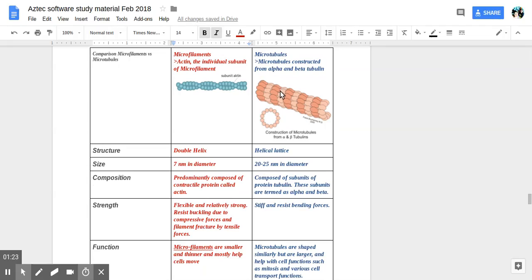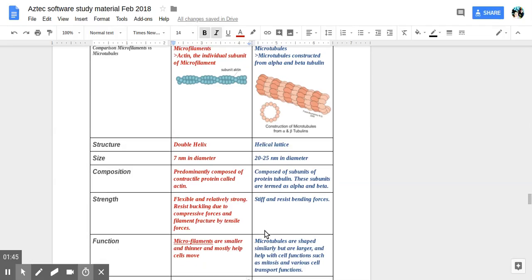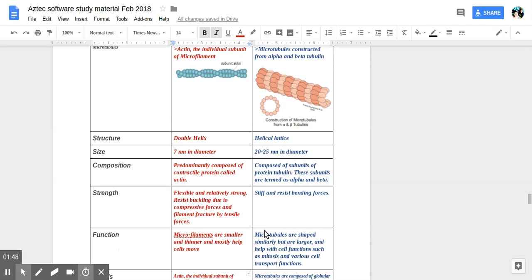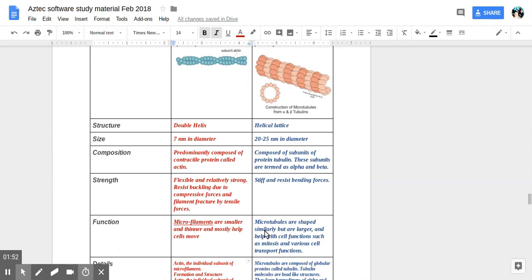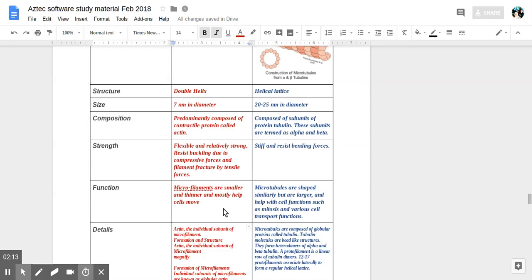Microtubules are constructed from alpha and beta tubulin. The structure is a helical lattice. Size is 20 to 25 nanometers in diameter. Composition: composed of subunits of the protein tubulin. These subunits are termed alpha and beta. The strength is stiff and resists bending forces. Function: microtubules are shaped similarly, but are larger, and help with cell functions such as mitosis and various cell transport functions. So in comparison with microfilaments, they're larger.